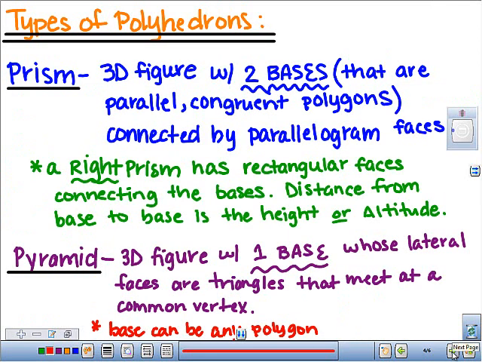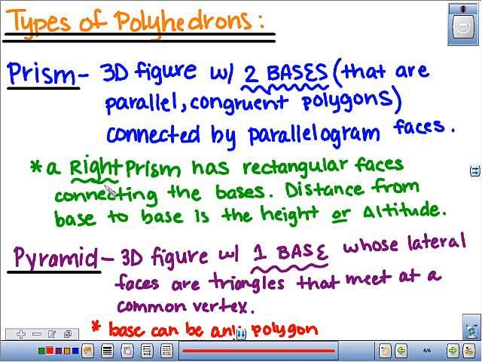Now we're going to talk a little bit more specifically about certain types of polyhedrons, prisms and pyramids. You can see the definitions here if you get these copied down. A prism is a 3D figure with 2 bases, and those 2 bases are parallel congruent polygons. So they're going to be exactly the same, and they're going to be parallel to each other. They're connected by parallelogram faces. The faces that are not considered the bases are also called lateral faces. And we'll look at an example here in a second. So 2 congruent parallel bases connected by parallelograms.